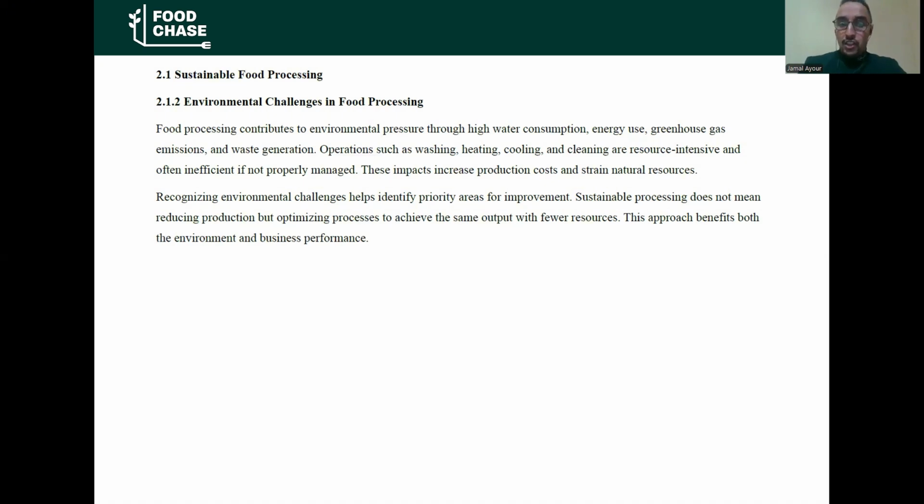Recognizing environmental challenges helps to identify priority areas for improvement. Sustainable processing does not mean just reducing production, but optimizing processes to achieve the same output with fewer resources, with other alternatives and other resources regarding the use of water or the use of bioresource energy.